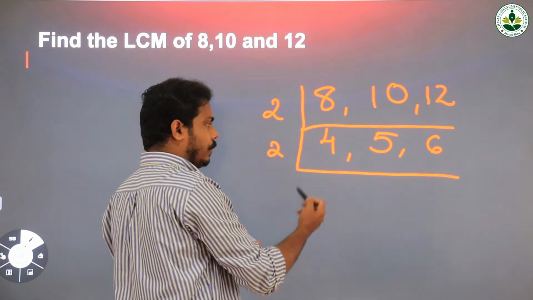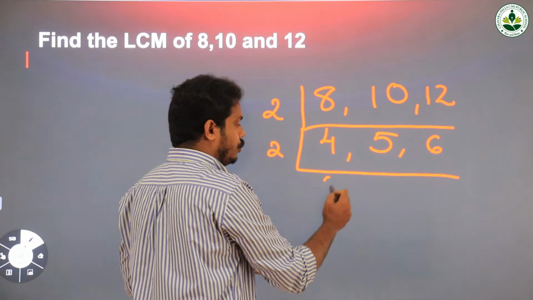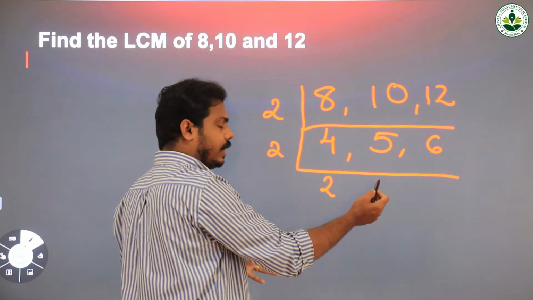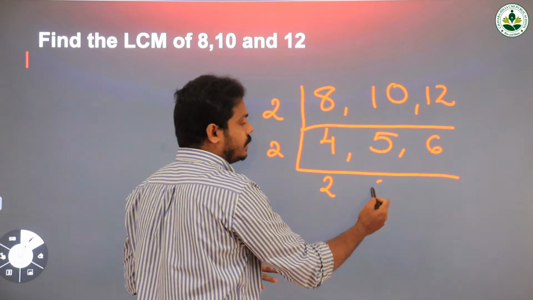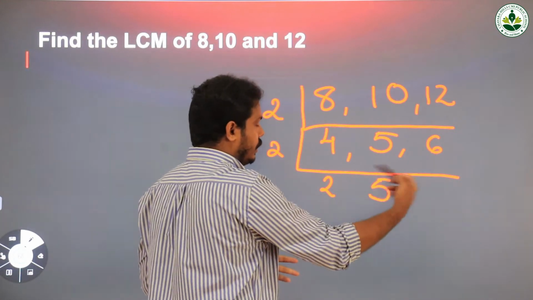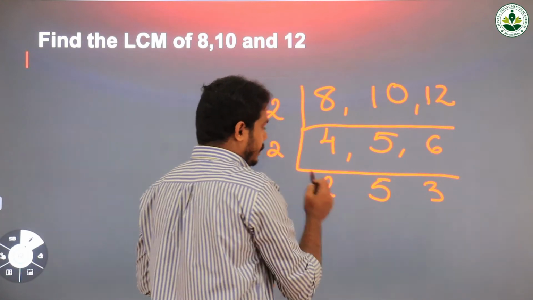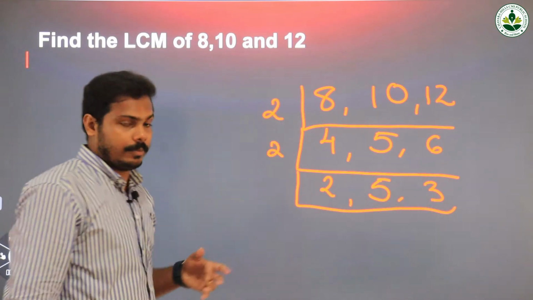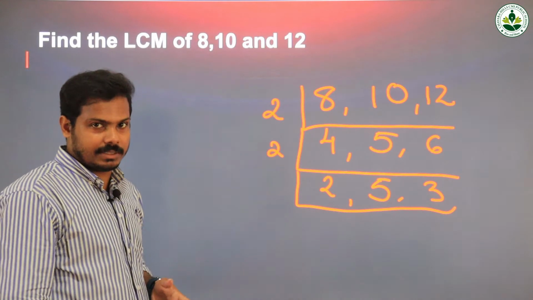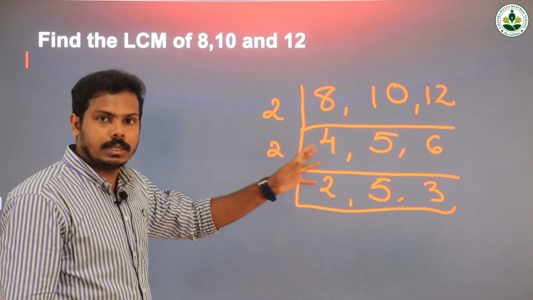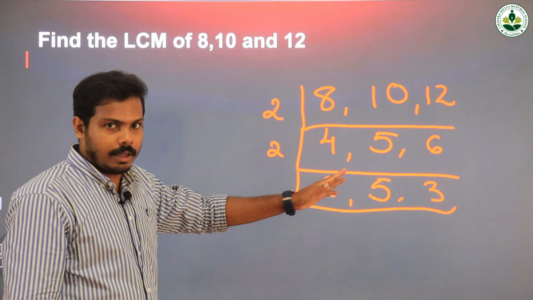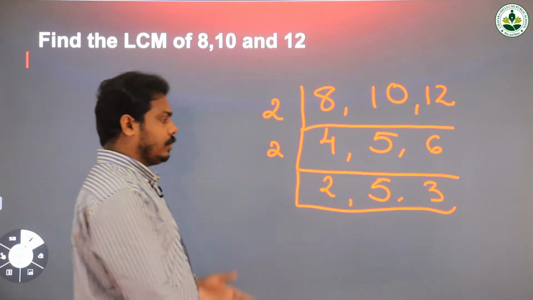4 divided by 2, half of 4, is 2. We cannot divide 5, so we just write down 5. 6 divided by 2 is 3. Now we have 2, 5 and 3. These are all prime numbers, so we can't find a common divisor other than 1. So just divide the numbers.